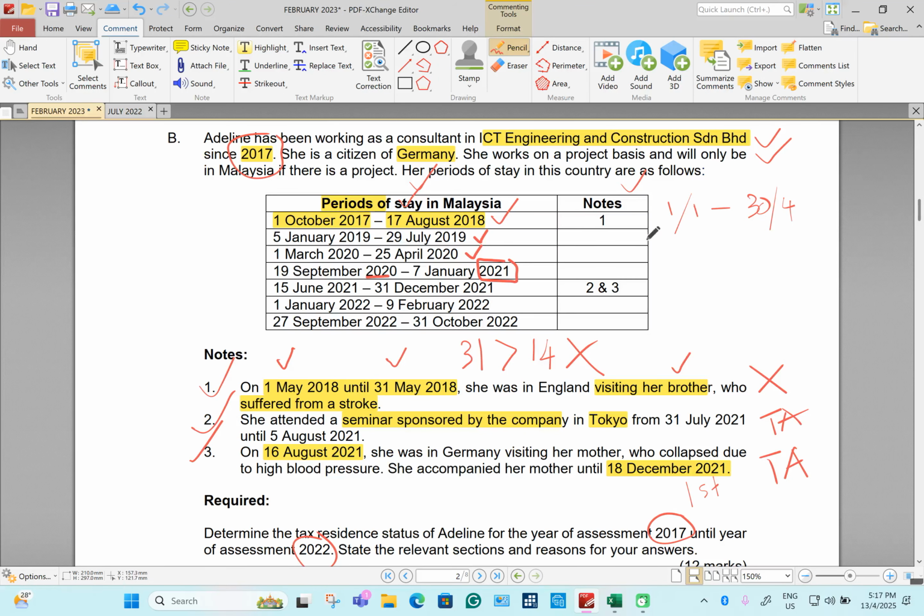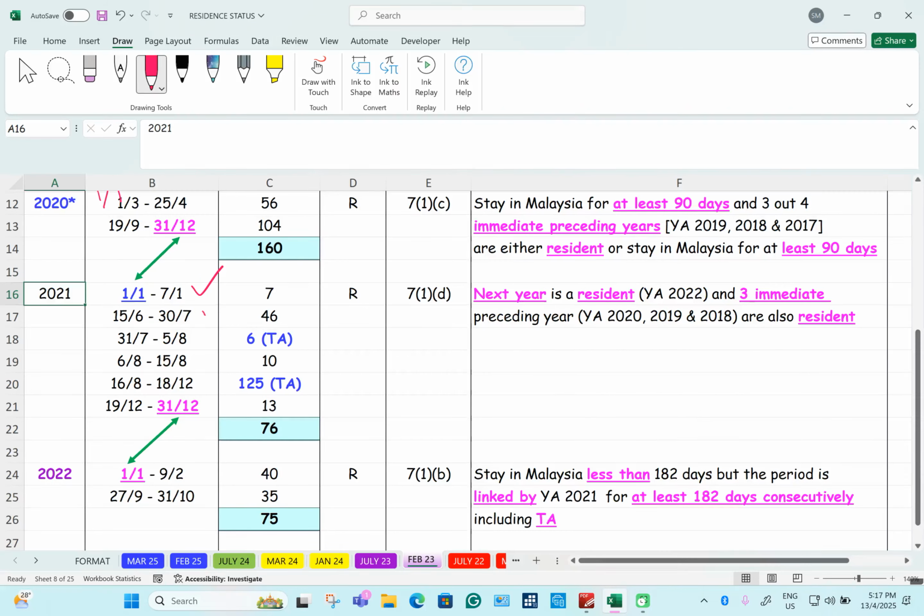Followed by, we have note number 2 and number 3, guys. Be careful. Okay, 15 June until 31st December. Be careful, guys. We have TA here. Okay, one by one. So the date starts from 15 June until before TA. Before TA 31st July, so before 31st July is 30th July. That's why our date will be 15 June until 30th July.